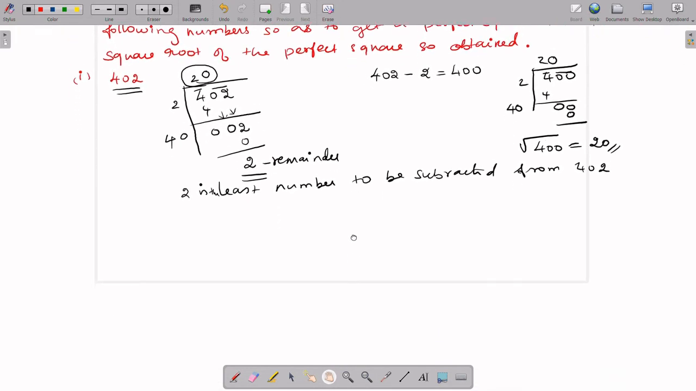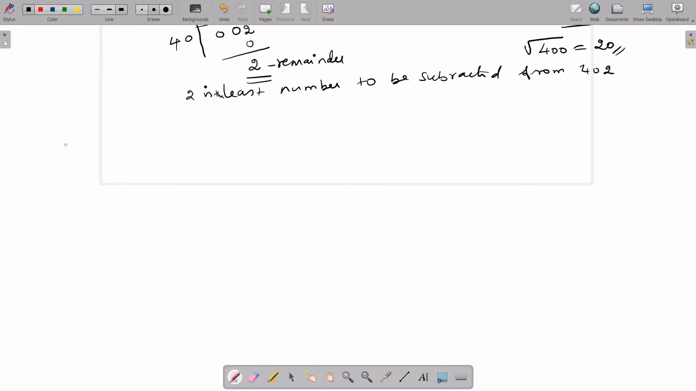Now we pass on to the next problem. 1989. We have to find the least number first, then subtract that least number from the given number, and then you get a new perfect square number. Using that perfect square, we have to find the square root.